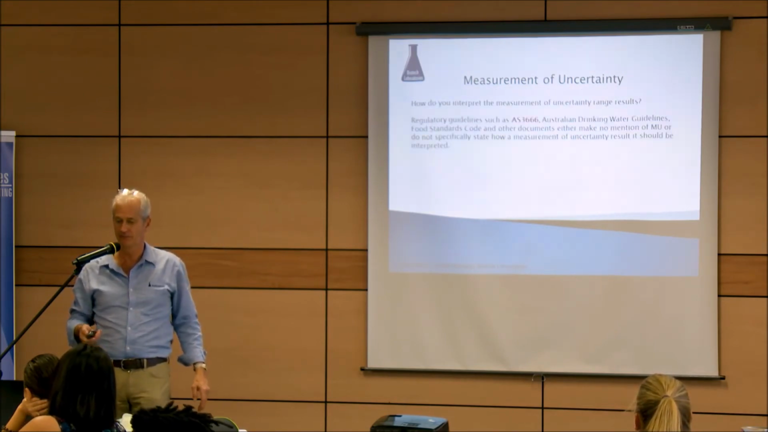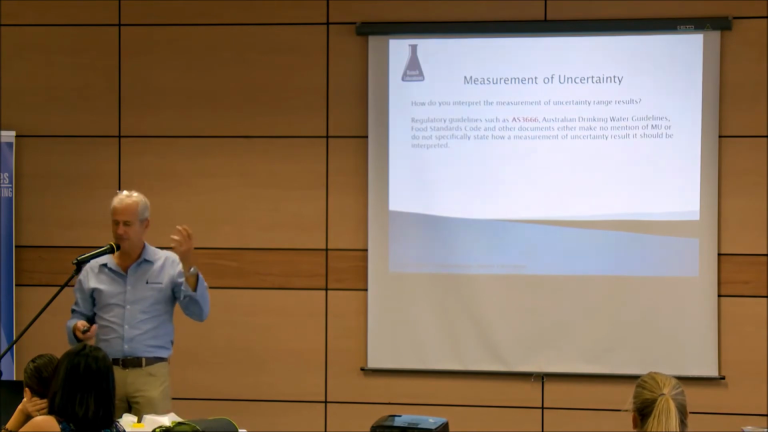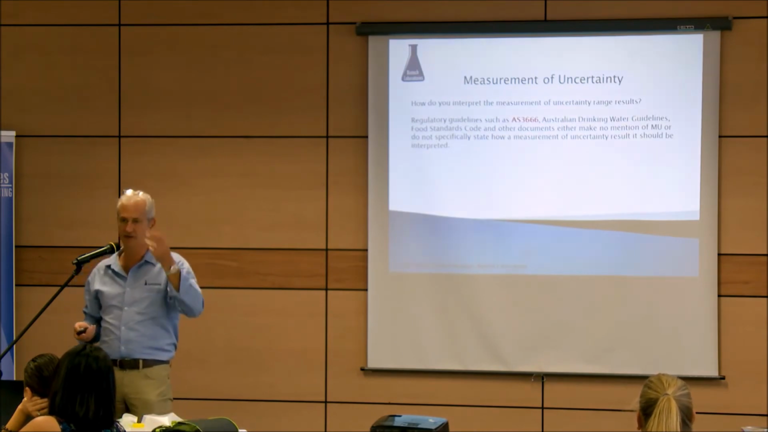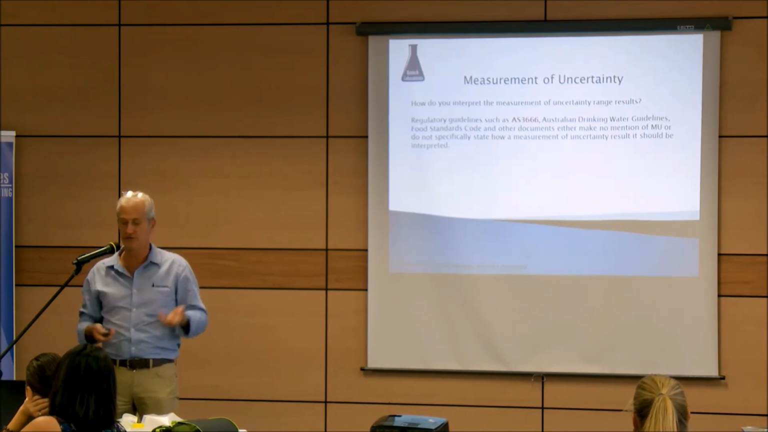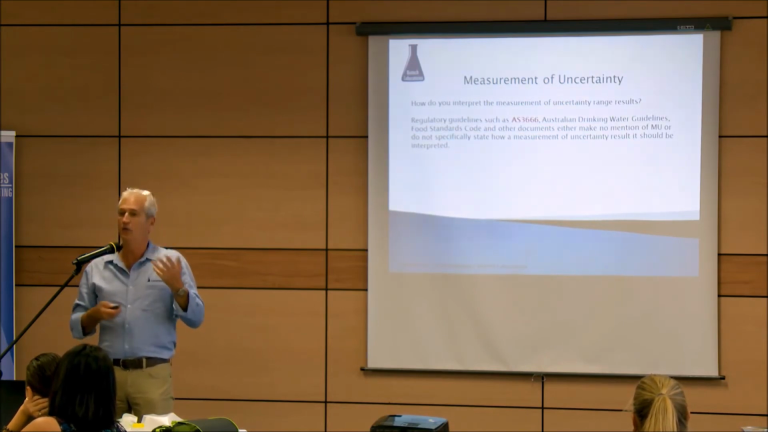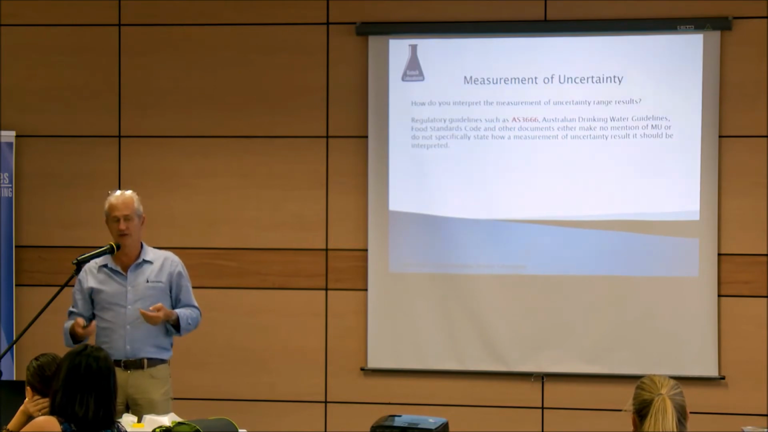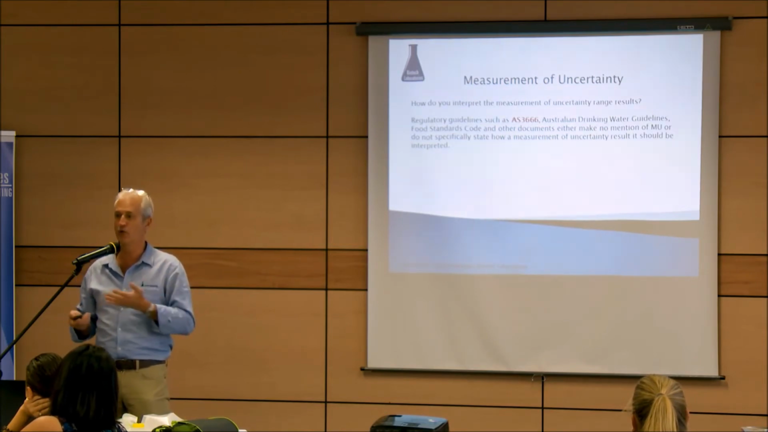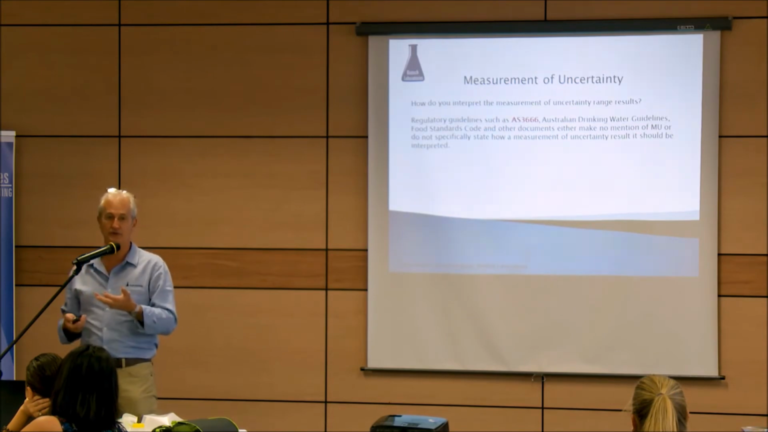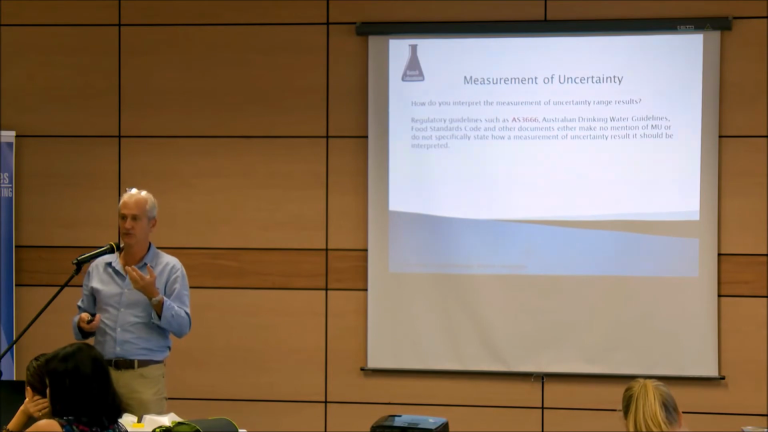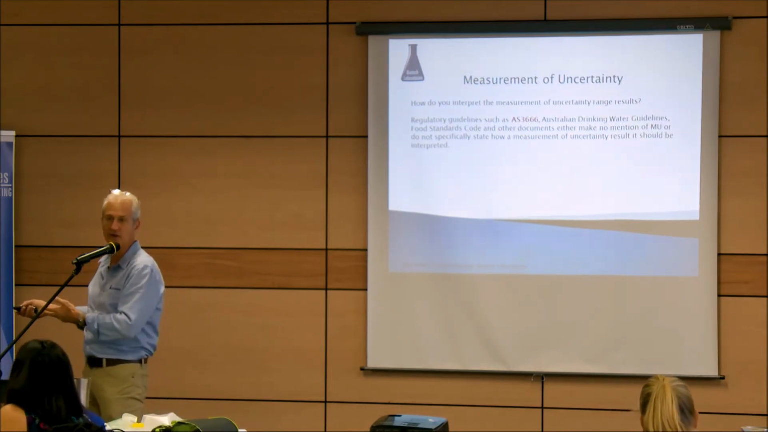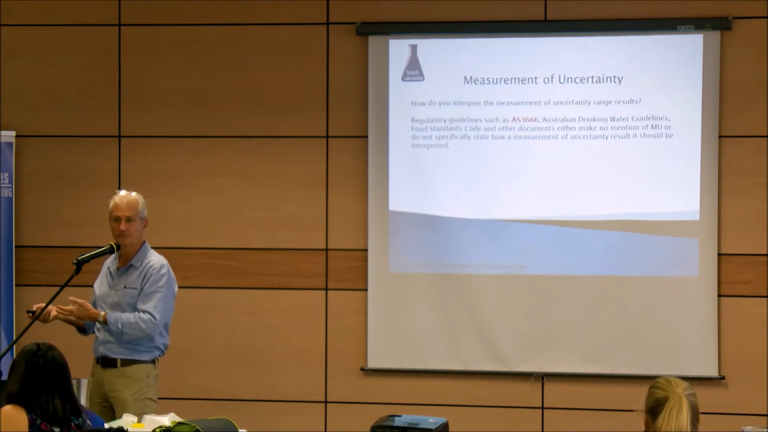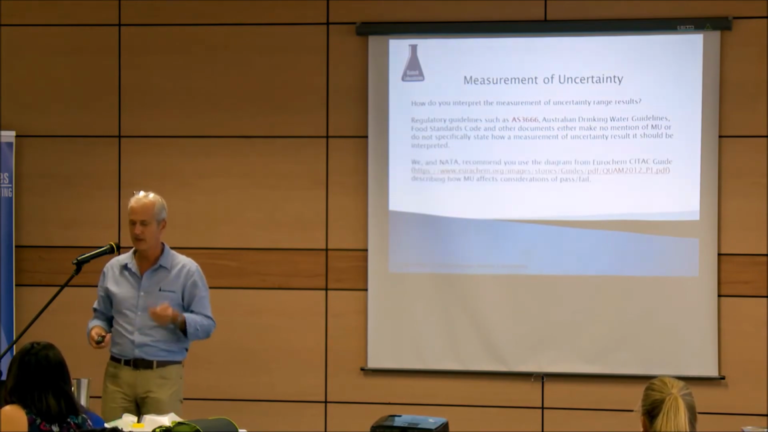Okay? So how do you interpret regulatory guidelines such as AS3666, which is the Legionella, Australian Drinking Water Guidelines, the Food Standards Code, recreational water standards, all of those things? At this stage they haven't caught up and said how you interpret an MU, which is just ridiculous because we've been told we have to report it, but there's no documentation telling you how you're going to interpret these results.